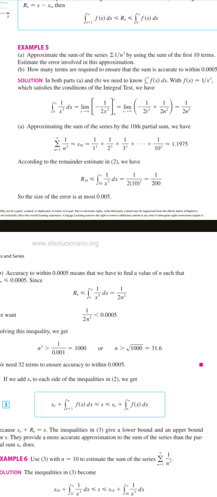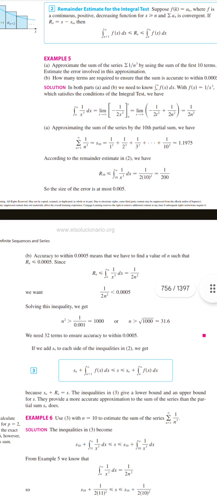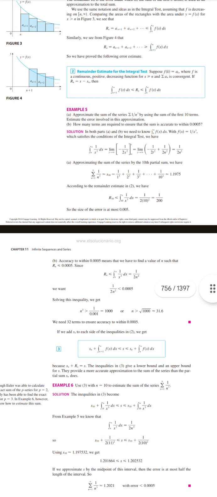According to the remainder estimate in 2, we have R sub 10 is less than or equal to the integral from 10 to infinity of 1 over x cubed dx, equals 1 over 2 times 10 squared, so that's 1 over 200, which is 0.005. So the size of the error is at most 0.005.